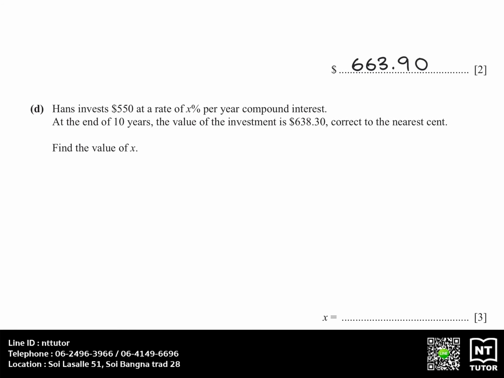Hans invests $550 at a rate of X% per year compound interest. At the end of 10 years, the value of the investment is $638.30, correct to the nearest cent. Find the value of X. When we want to increase something by X%, that's the same as 100% plus X%.